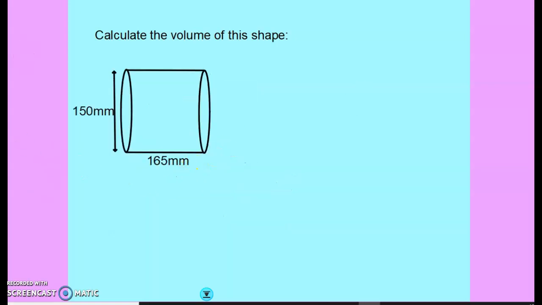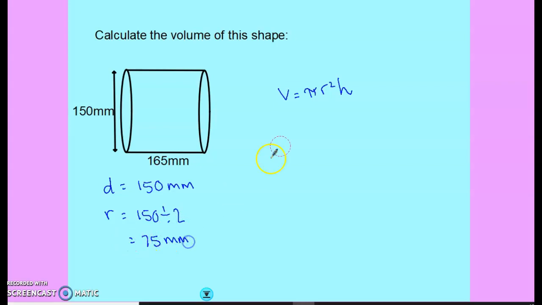Last one then. Volume of a cylinder again is V equals pi r squared h. We've been given the diameter this time because it goes all the way across. My diameter is 150 millimetres. Radius is half of that. Divide it by 2. My radius is 75 millimetres. So we're doing pi times 75 squared times 165.